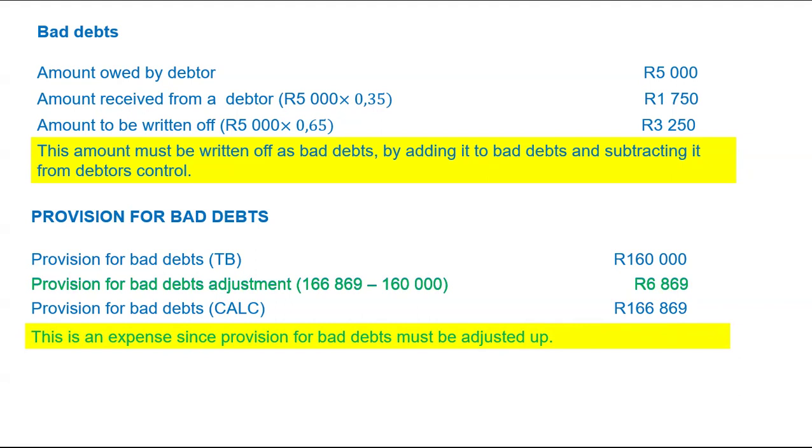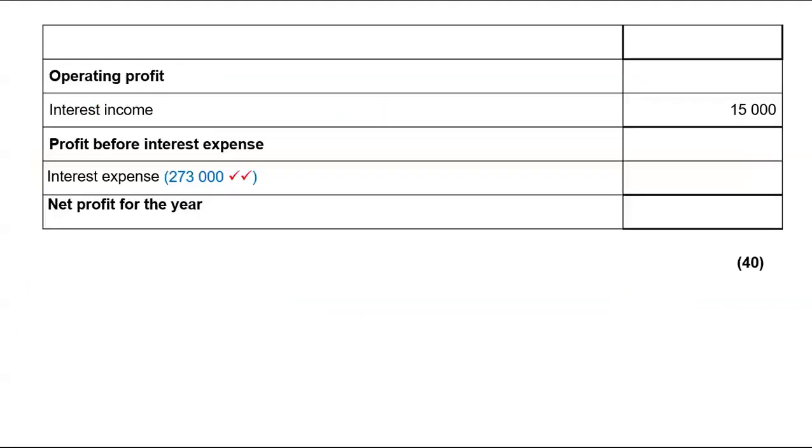In the statement of profit or loss, let's go to our operating expenses. And I'm going to put in there, always show workings in bracket, provision for bad debts adjustments. That will be 166,869 minus 160,000. It'll give you 6,869.